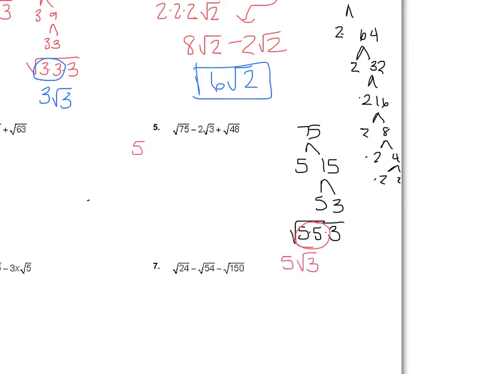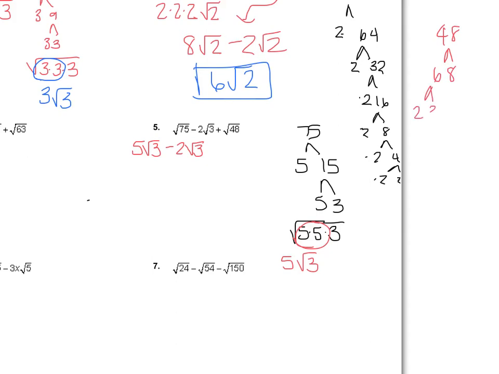So right now I have 5 square root of 3 minus, okay, this 2 square root of 3. I can't do anything with square root of 3, so it's going to stay 2 square root of 3. 48, however, I can prime factor. 48, I know I can divide that. That's 6 and 8.